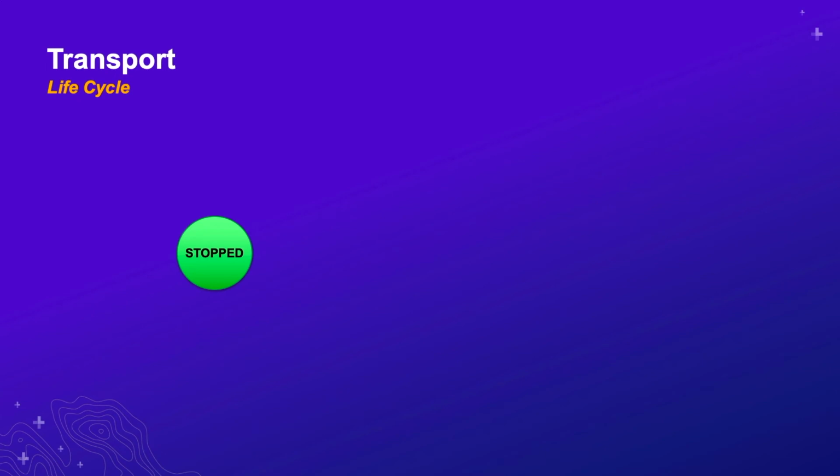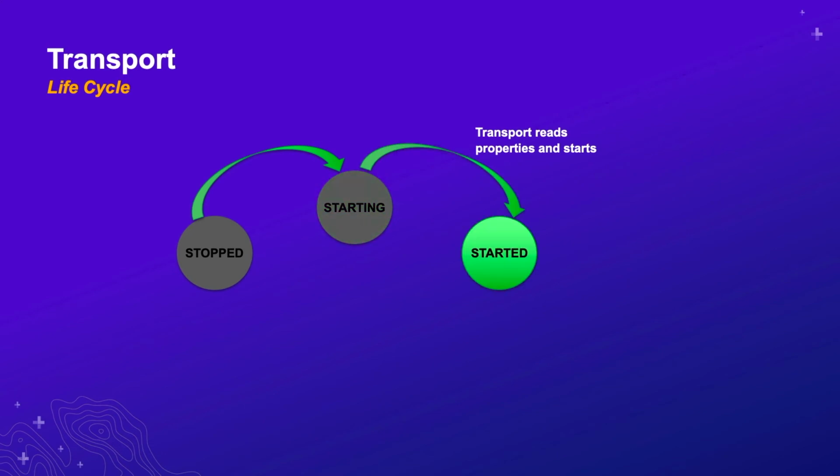A transport has 5 stages in its lifecycle, and it first begins in a stop state. It will stay here until the user chooses to start the connector from within the UI. Upon starting the connector, the server will call the start method, sending the transport into the starting state. This is where the transport will read as well as initialize its properties and officially start. It will then stay in this started state until the user decides to stop the connector through the UI.